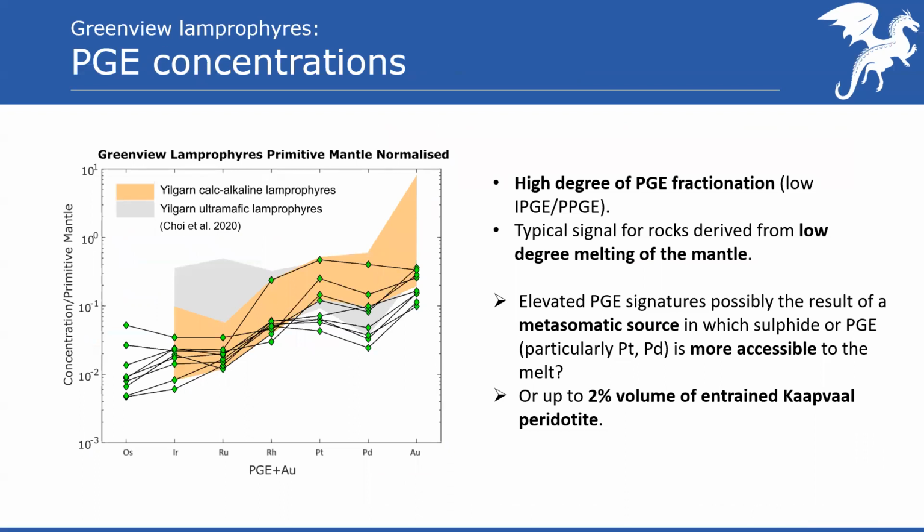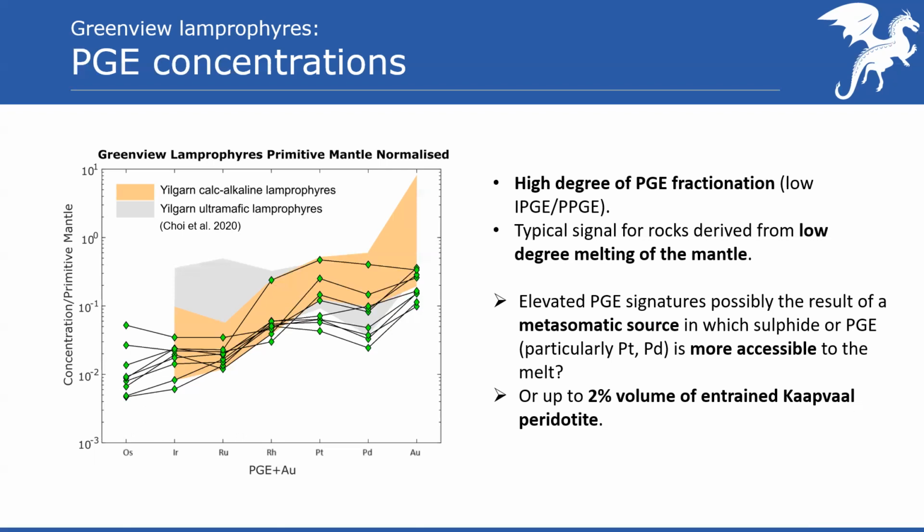And these are the systematics for the Greenview lamprophyres. You can see when comparing to lamprophyres from the Kaapvaal Craton, they are highly depleted again in IPGEs, and actually generally depleted across the board for the PGEs. And again, this may just represent such low degrees of partial melting, where the osmium, iridium, and ruthenium are retained in the source, and any PGE that's going to be entrained into our melt is going to be PPGE.